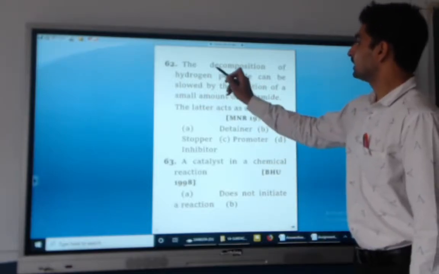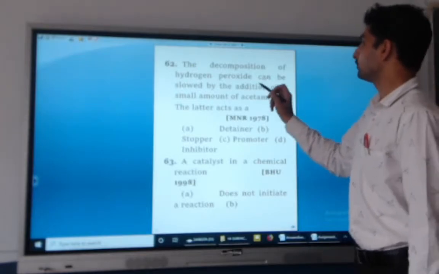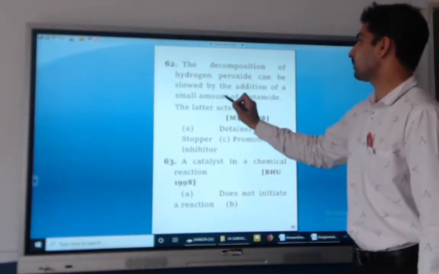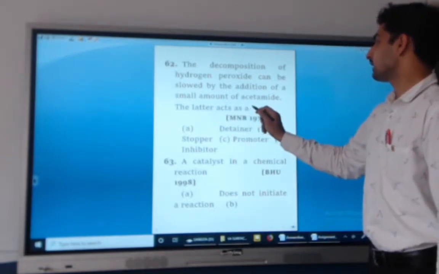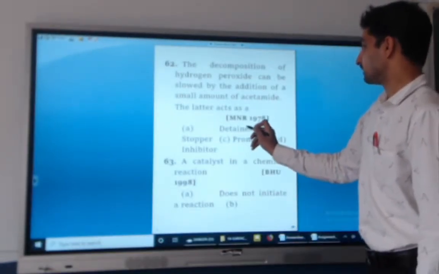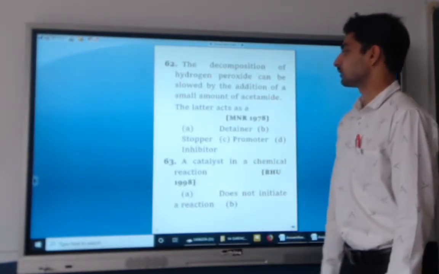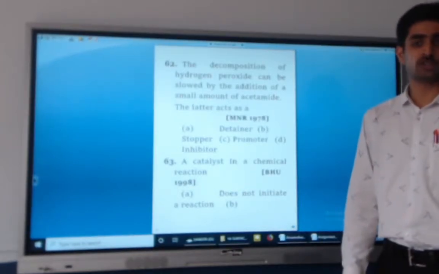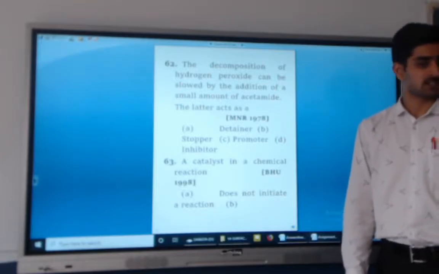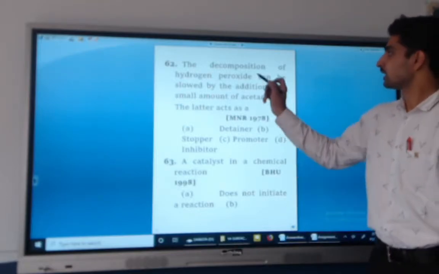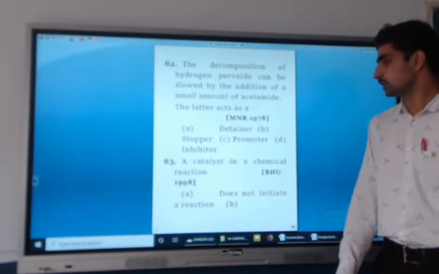Next one. The decomposition of hydrogen peroxide, H2O2, can be slowed by the addition of a small amount of acetamide. The latter acts as a stopper, promoter, or inhibitor. Inhibitors are those compounds or chemicals which are used to slow down decomposition. So without thinking much, the answer is inhibitor.